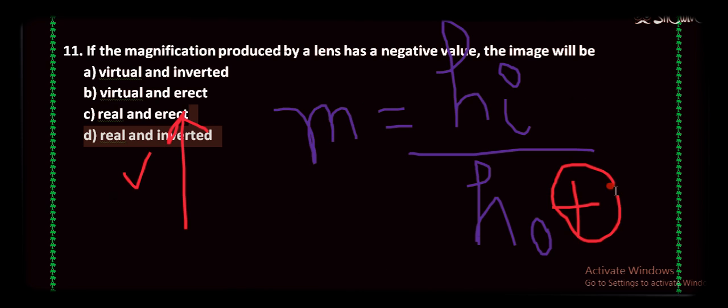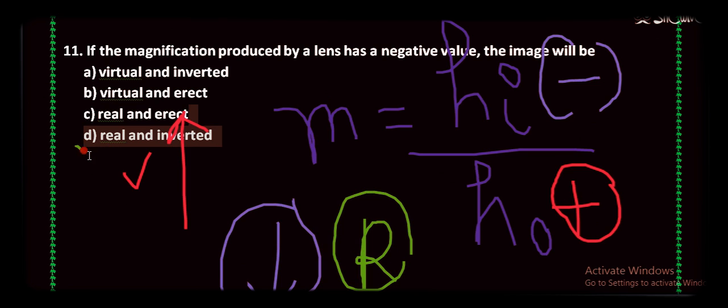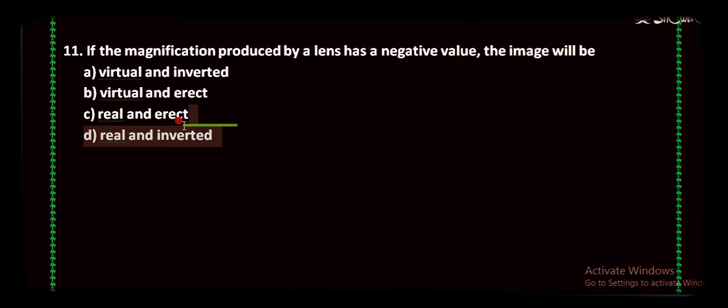Now image height can be positive or negative. If it is vertically upward, then image height will be positive. If the image is downward, then it will be negative. So he is saying magnification is negative, that means image will be vertically downward, and if the image is vertically downward, that means it is always real. Or you can say whenever the magnification is negative, that means real and inverted. So for this question, the right answer will be option number D.